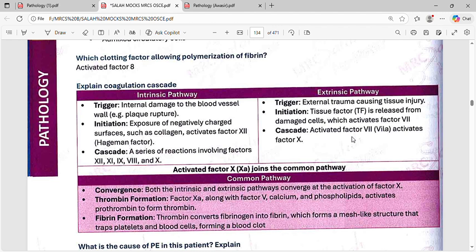So convergence: both the intrinsic and extrinsic pathways converge at the activation of factor 10. Thrombin formation: factor 10A along with factor 5, calcium itself being factor 4, and phospholipids activate prothrombin to form thrombin. Fibrin formation: thrombin converts fibrinogen into fibrin, which forms a mesh-like structure that traps platelets and blood cells, forming a blood clot. So this is how the blood clot is formed.